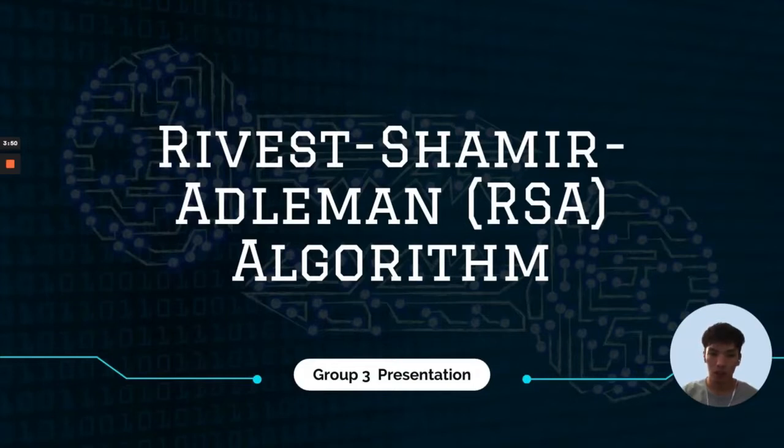This presentation covers the following topics: the RSA definition, examples, how the RSA works, its features and characteristics, purpose, advantages and disadvantages, and the encryption formula.